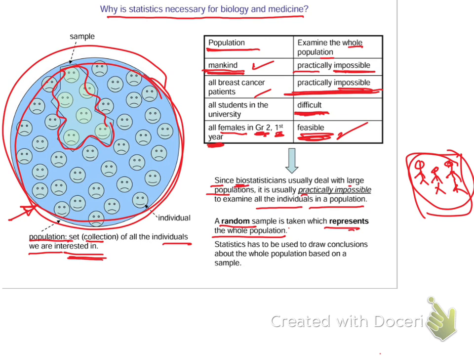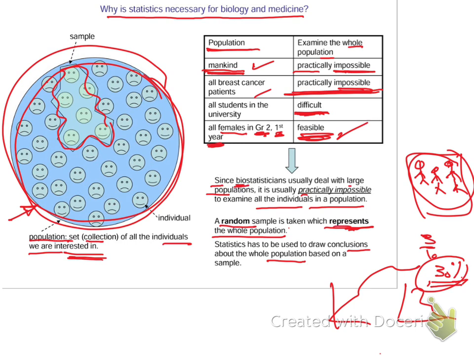Statistics has to be used to draw conclusions. Once we have the statistics and the graph, we can see the number increasing or declining. So I can draw a conclusion about the whole population, because the sample is random and it represents them. If I found 3 out of 10 having the disease, I can say 30% will possibly have the disease, because my sample is random and it represents the whole population. So it can be used to draw conclusions about the whole population based on the sample.